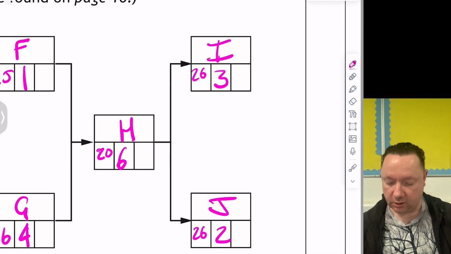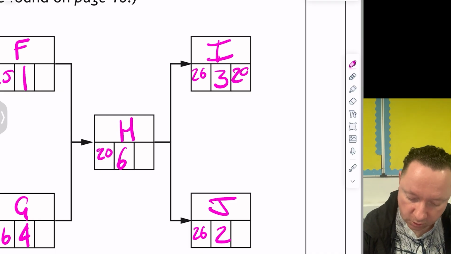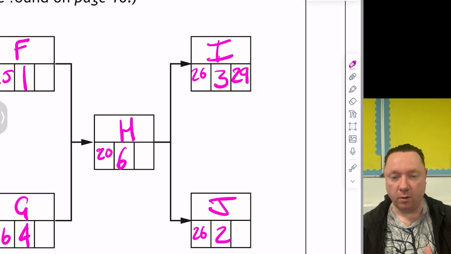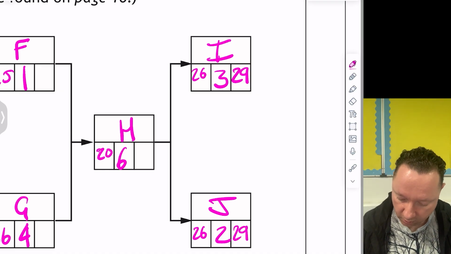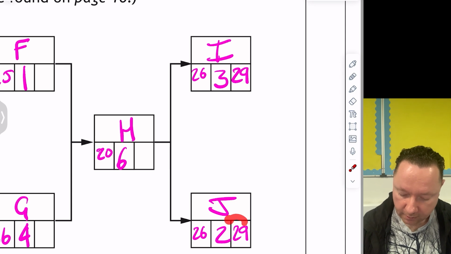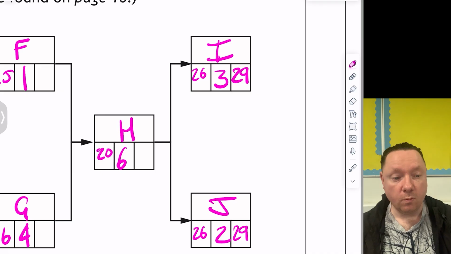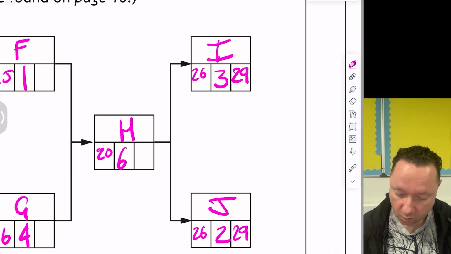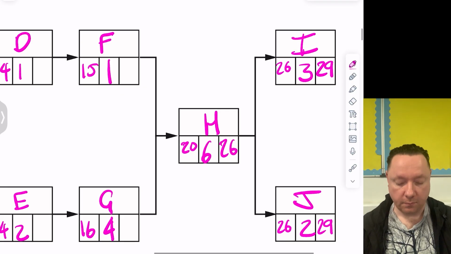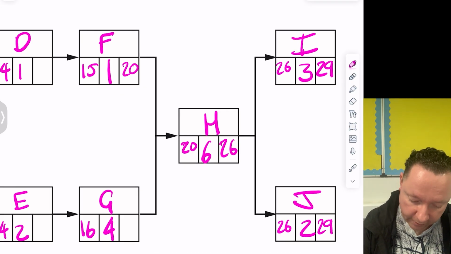So we now do a backward scan. So we've got 26 plus 3 is 29, and 26 plus 2 is 28, but 29 because we're at the end, so it's still both just 29. And then to go backwards, 29 minus 3 is 26. 29 minus 2 is 27. So we pick the one which is the smallest, which is 26. If you've got a choice, pick the smallest one. 26 minus 6 is 20 for both of these.